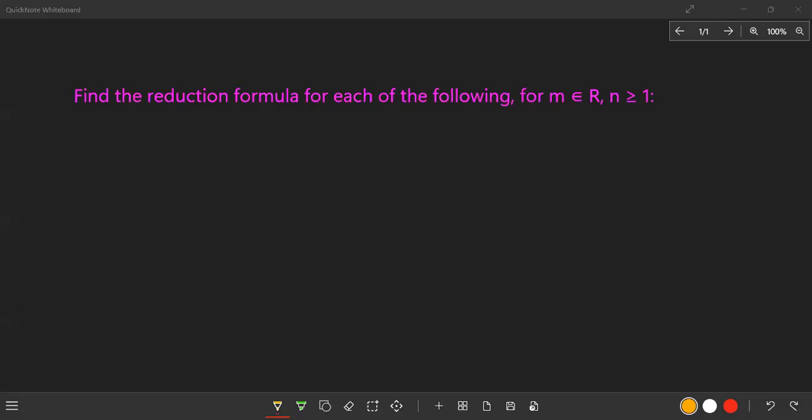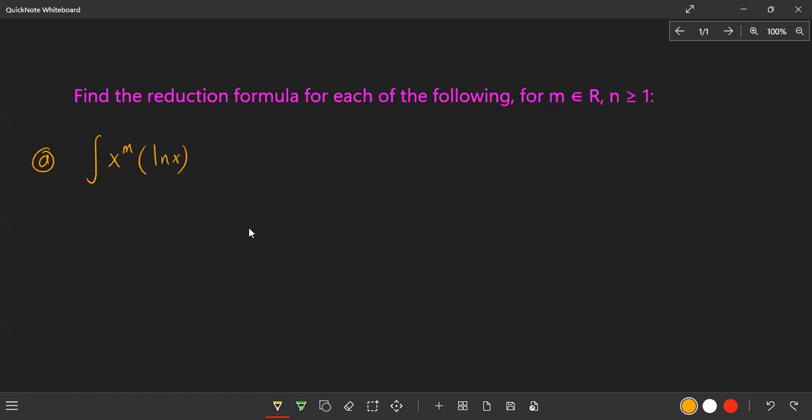Okay. So we have the first question here. It says find the reduction formula for each of the following. So the first question we're going to look at: we want to find the reduction formula for x^m (natural log of x)^n.